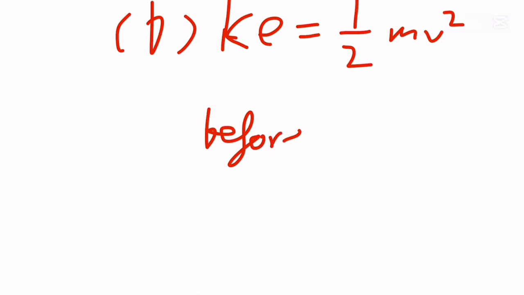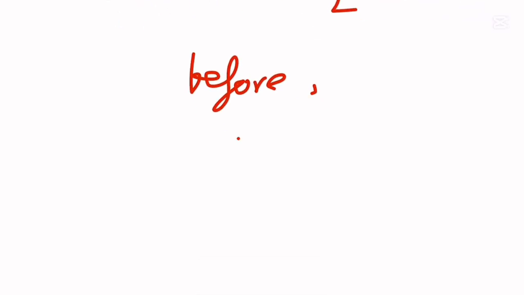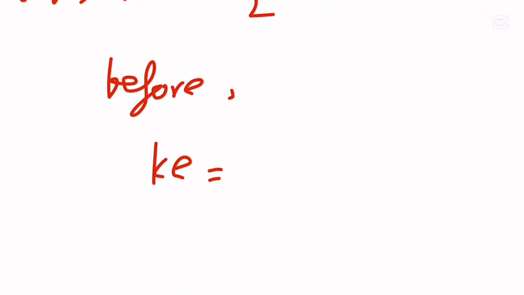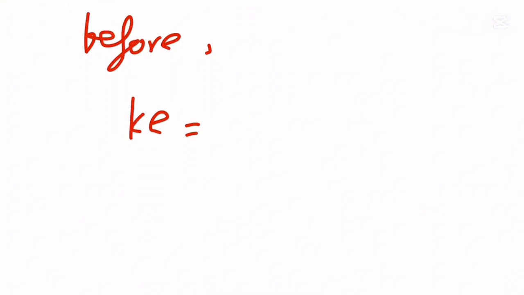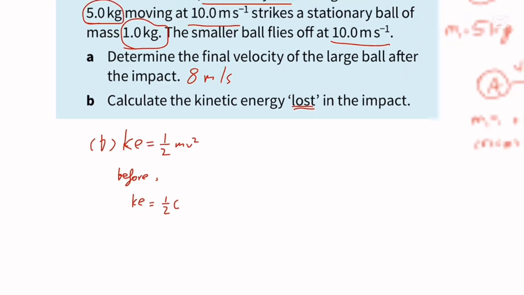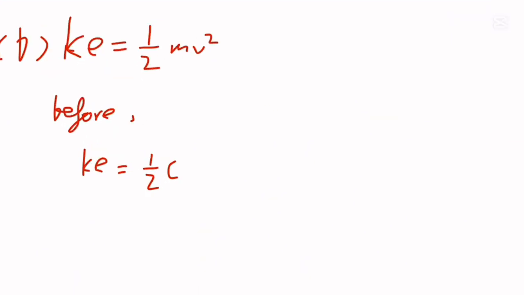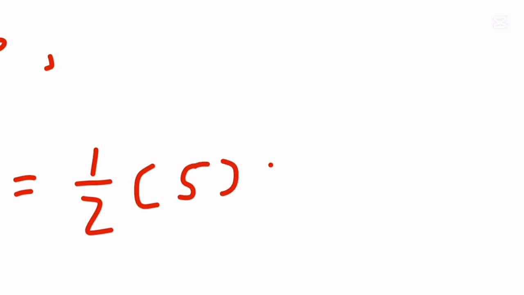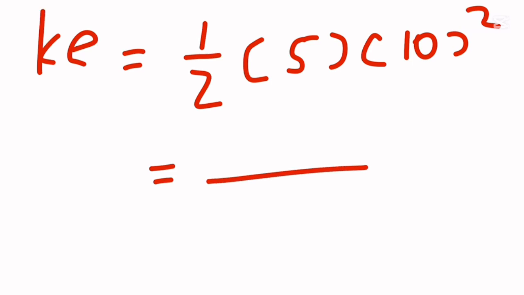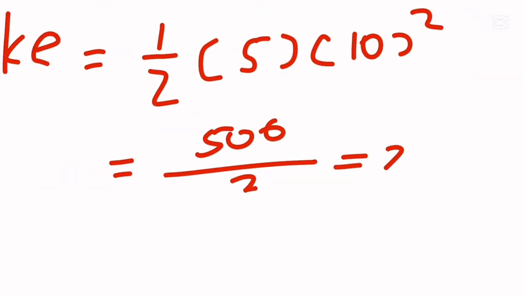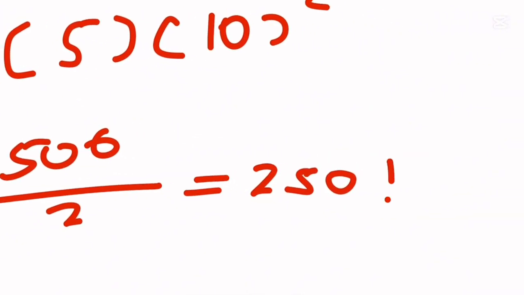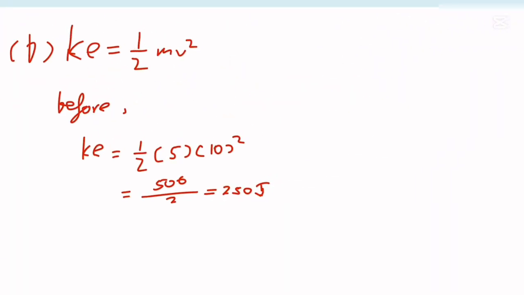So before the collision, the total kinetic energy is gonna be 1 over 2 times the kinetic energy of ball A, which is m u squared. So u is 10 squared. So it's gonna be 500 over 2. It's gonna be 250 joules of energy before the collision.